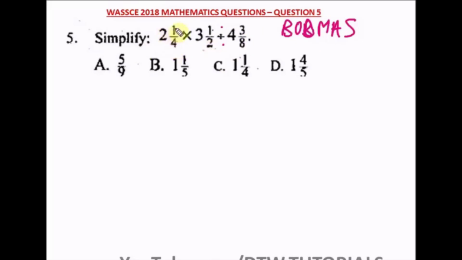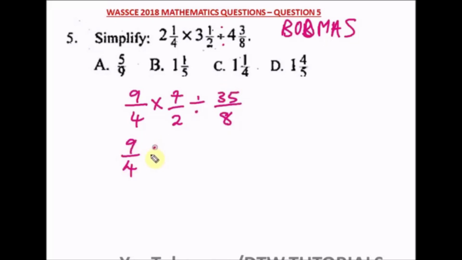Okay, so to do that, we say what? 4 times 2 is what? 8, and 8 plus 1 is what? 9 over 4, times 3 times 2 is 6, and 6 plus 1 is what? 7 over 2, divided by 8 times 4 is what? 32, and 32 plus 3 will give us what? 35, divided by 8. So here we are to perform what? Division first. So, okay, we're going to divide this and this. So to convert this division sign to multiplication sign, we have to invert. Okay, that's 8 will come up, 35 will go down. So here we are left with what? 9 over 4 times 7 over 2 times 8 over 35.